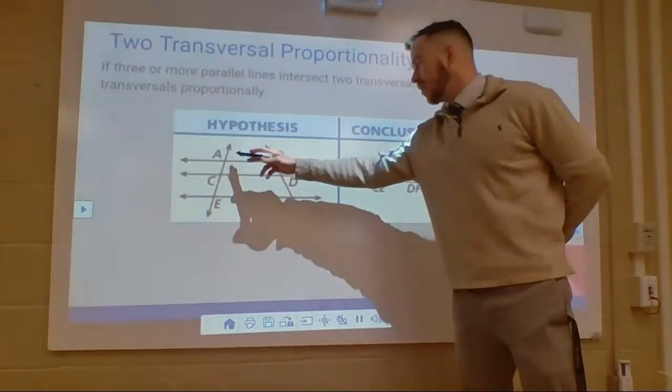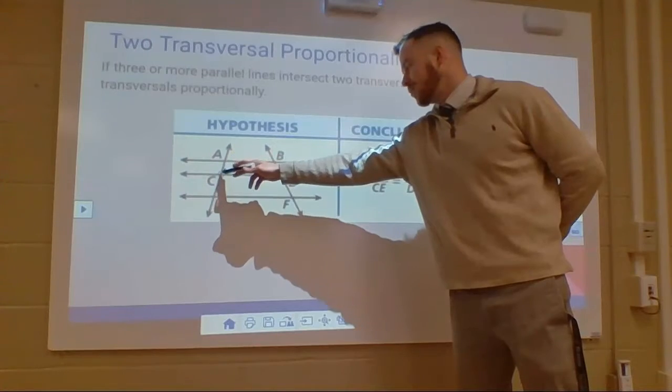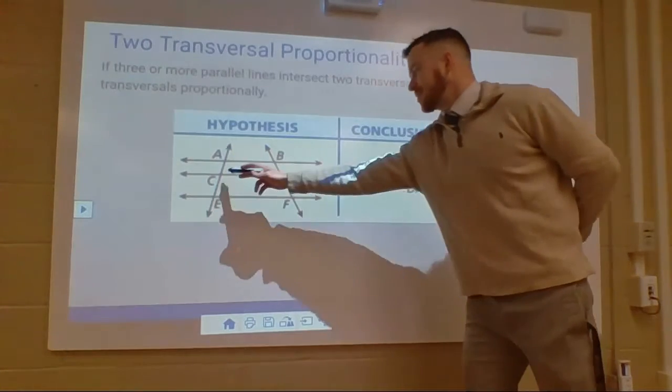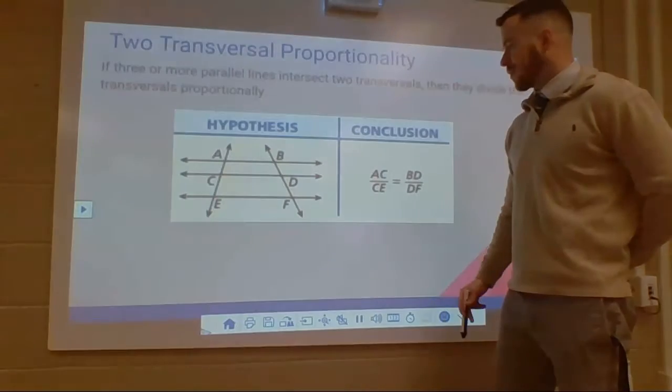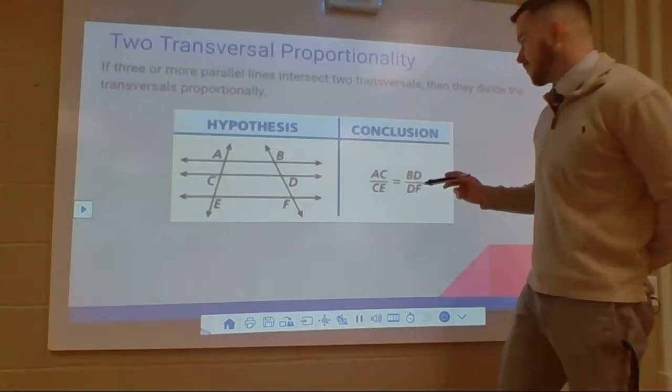So we see that AC, so here's point A, here's point C, AC over CE. So AC and CE, they make the same transversal. They're part of the same transversal.